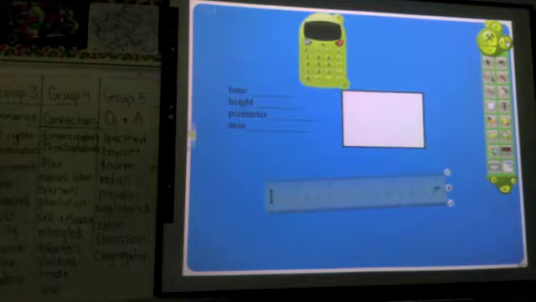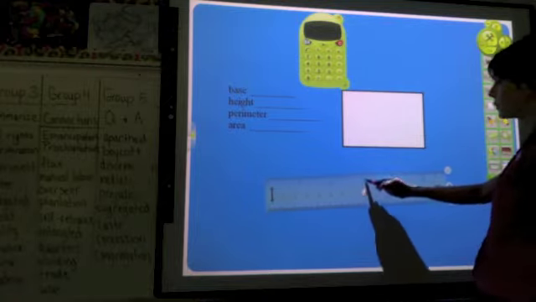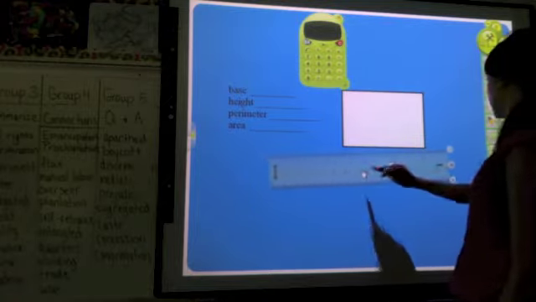Okay, let's find the area of this rectangle. So you'll see a few problems like this on your test Thursday, and they'll show you a shape and they'll ask you to find the base, the height, the perimeter, and the area. So the first thing you want to do is measure the base. So you'll take out your ruler.